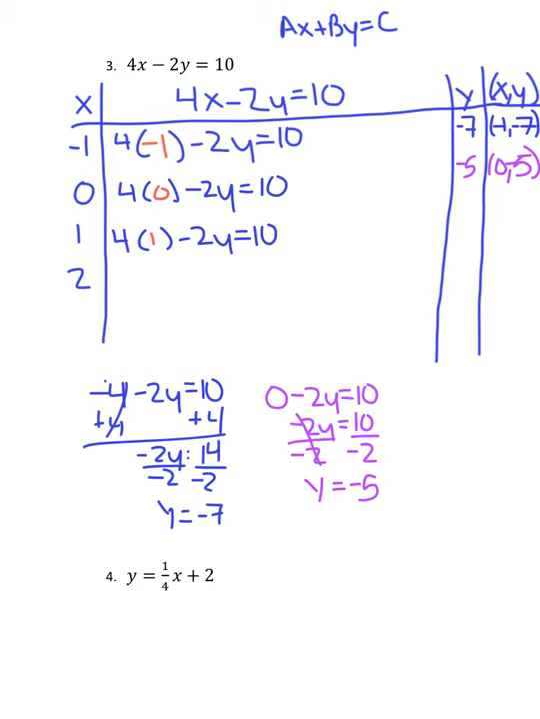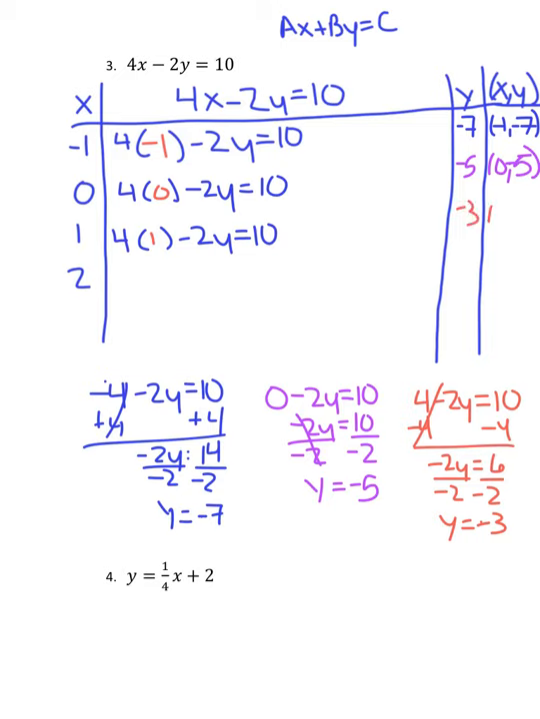All right, so we have 4 minus 2y equals 10, because 4 times 1 is 4. This time we need to subtract 4 from both sides, so we can get the -2y by itself. Make sure that -2y comes down. 10 minus 4 is 6. Divide both sides by -2. Y equals -3. So when x is 1, y is -3.